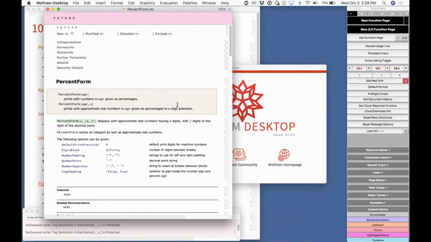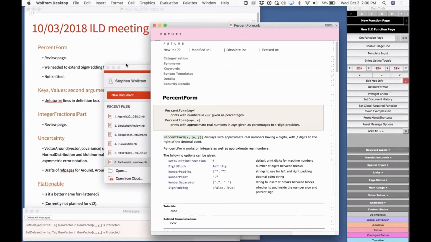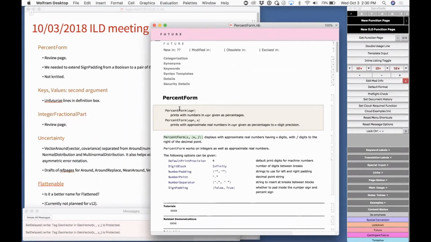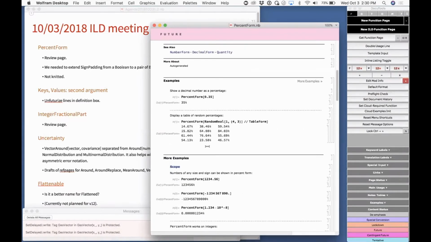Okay. Prints with numbers and expert given as percentages. Looks good. Okay, what questions are there here? First, you can have a look at some examples. And we did change the period, for example, in the first example. Excellent. It's beautiful.